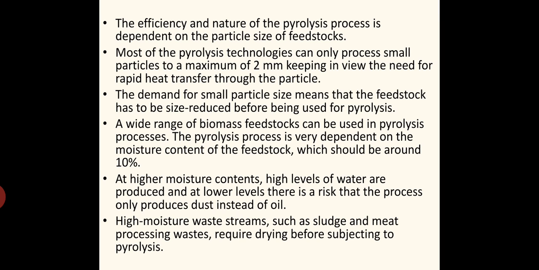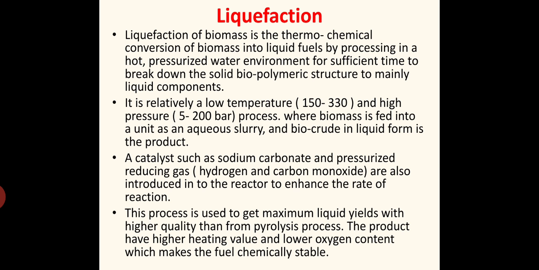High moisture waste streams such as sludge and meat processing waste require drying before subjecting to pyrolysis. So if we are using sludge and meat as the biomass for the pyrolysis process, then we have to make sure that the moisture content is removed from it before going for the pyrolysis process. So they have to be initially heated before starting the pyrolysis process.